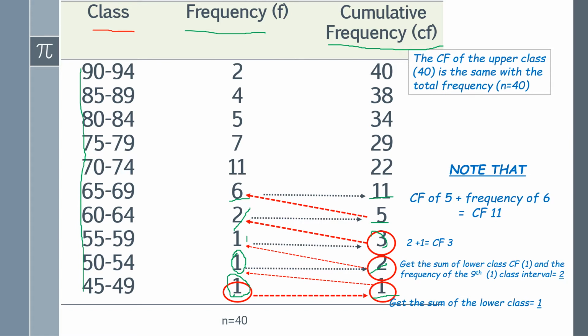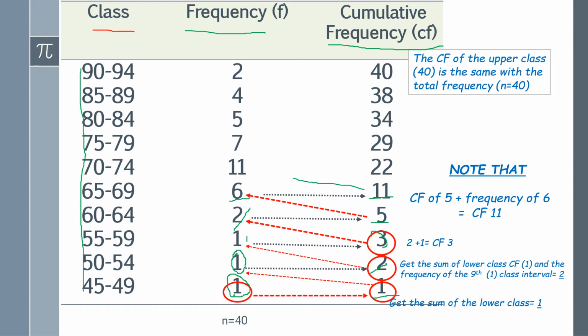So, that's the, kumbaga, parang diagram on how to get the cumulative frequency. Parang pa-zigzag lang, no? Get the sum, lagay mo dito, i-add mo sa taas, lagay mo dito yung sagot, i-add mo sa taas, lagay mo sa tabi yung sagot. And the same process will continue.